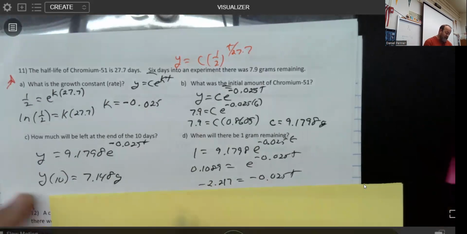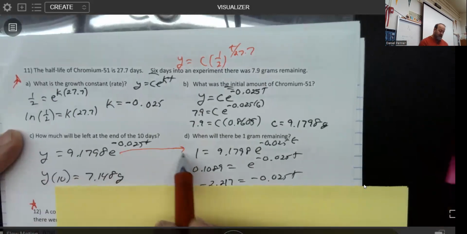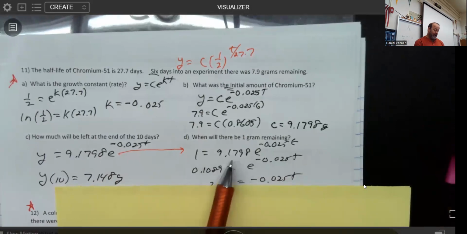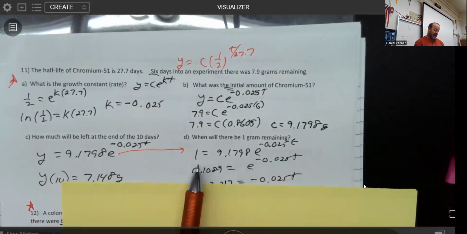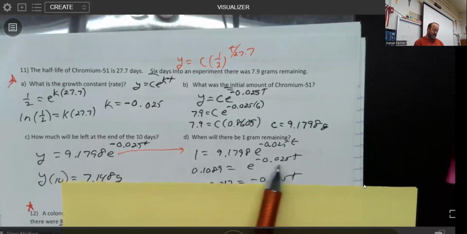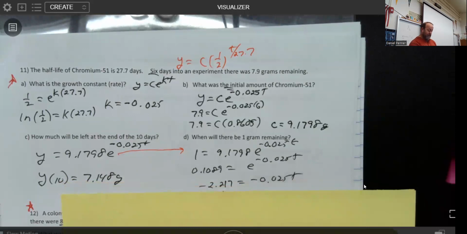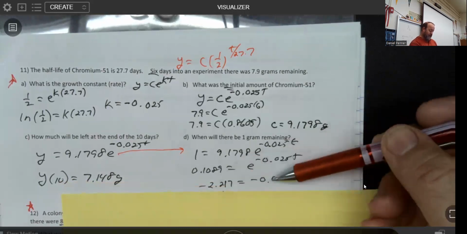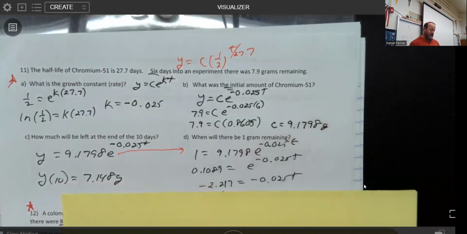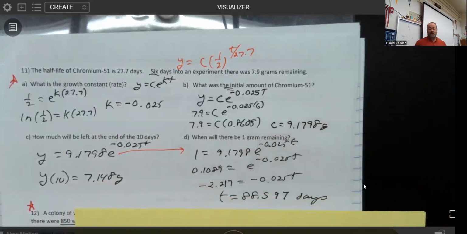Similarly, by this same exact equation over here, it says, when will there be 1 gram remaining? So I set it equal to 1. I just went ahead and divided both sides by this 9.1 value. And then I get some decimal equals e to this. And take a log of both sides. That's what happened from here to here. I took the log of this side and e disappeared. The log of this side is that. And then a quick division. And I got 88.5 days.